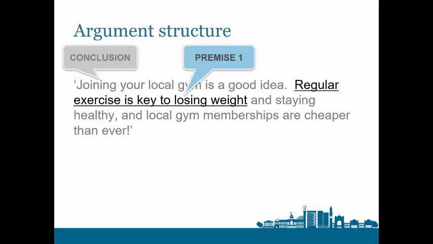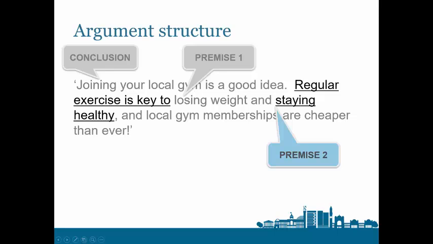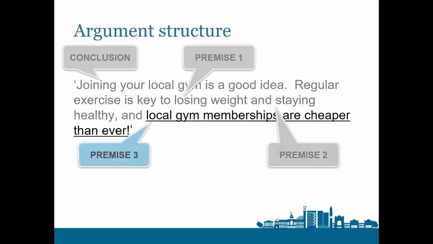The first one is regular exercise is key to losing weight. The second premise is regular exercise is key to staying healthy. Notice how in the original text both of these premises make up one sentence. The final premise in this argument is local gym memberships are cheaper than ever. So we have one conclusion backed up by three premises.